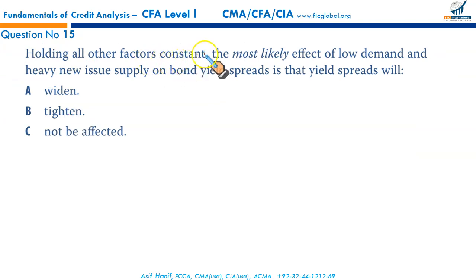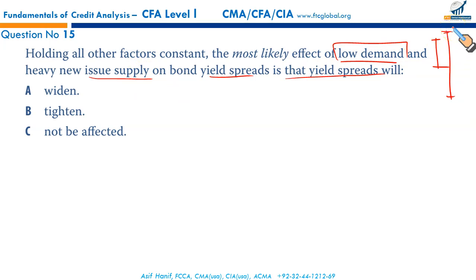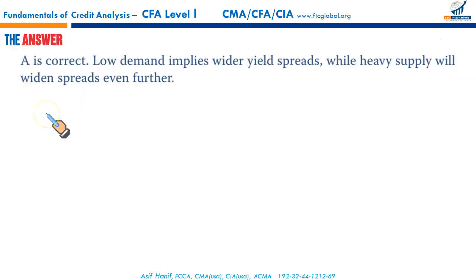Holding all other factors constant, the most likely effect of low demand and heavy new issue supply on bond yield spreads is that yield spreads will, first of all, when there is low demand, mean wider yield spread. And at the same time, heavy supply will further widen the spread. So we can say for sure that low demand and high supply will widen the yield spread. Without doubt, it's A.